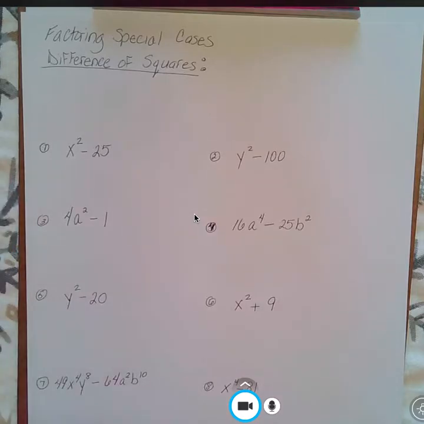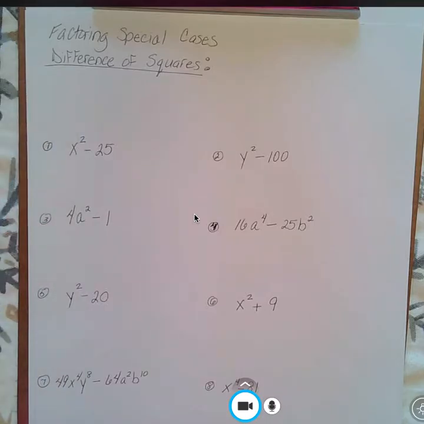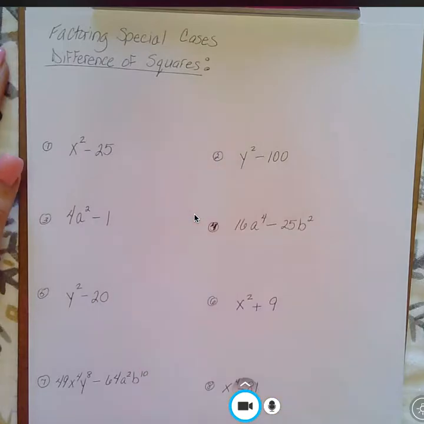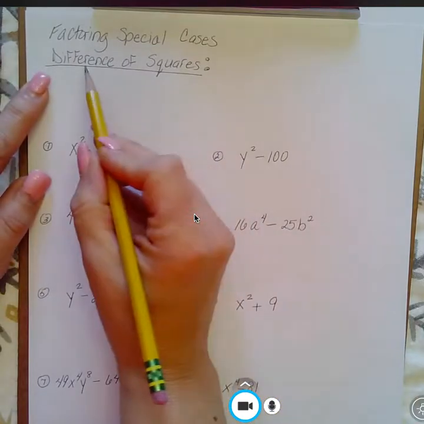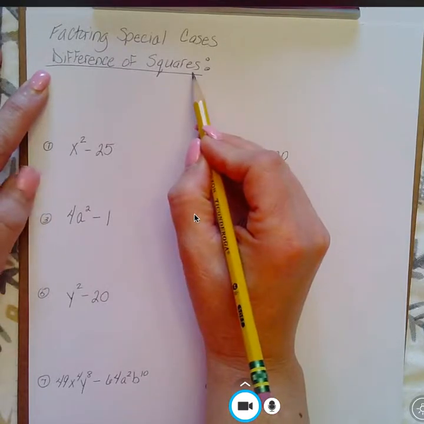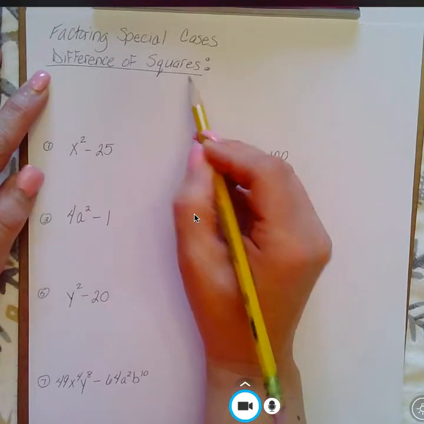Hello. So right now we are going to start factoring special cases, difference of squares. When we look at difference of squares, what that means is we need to have a difference, so there needs to be a minus sign, and we also have to have two perfect squares. So it'll look like this.